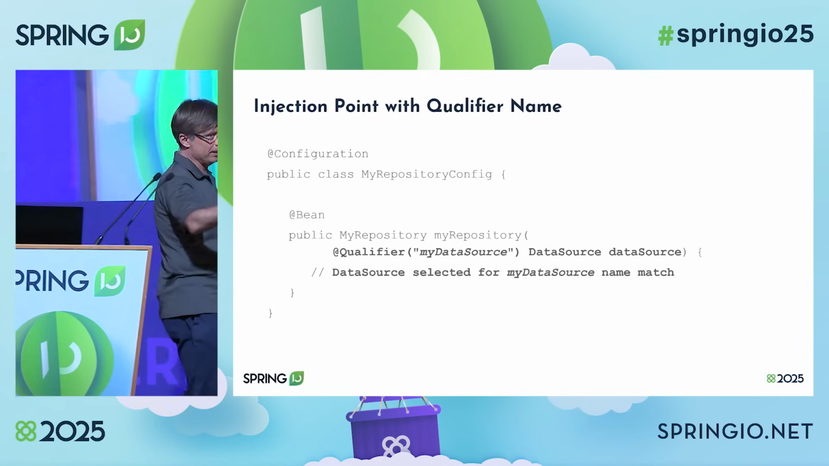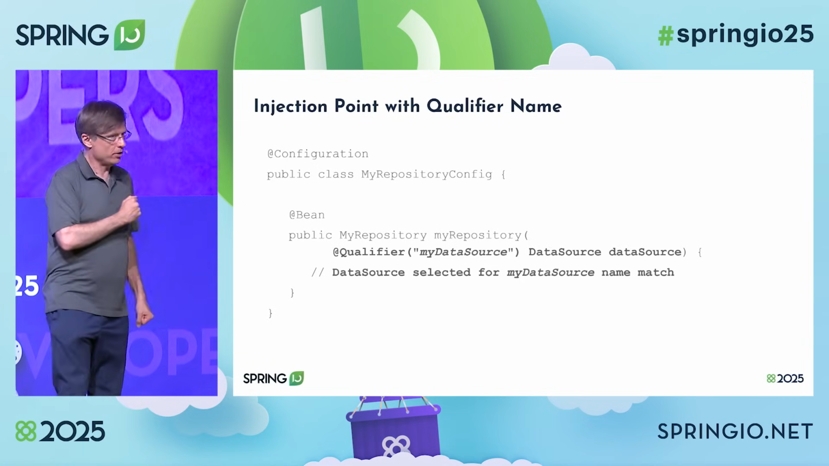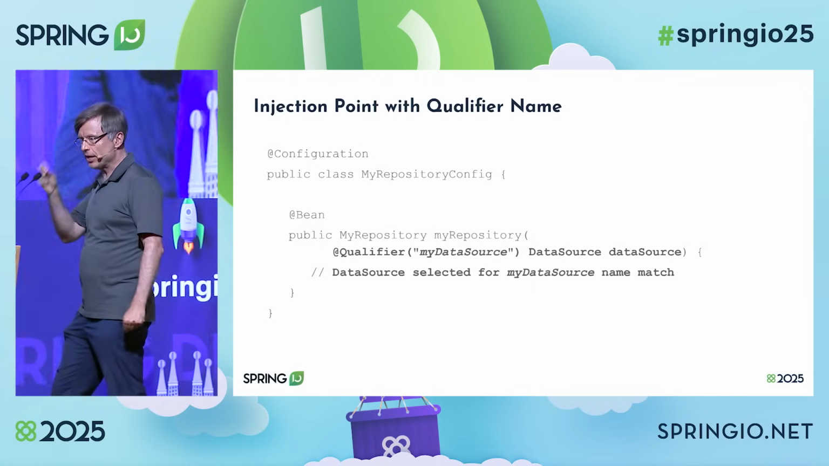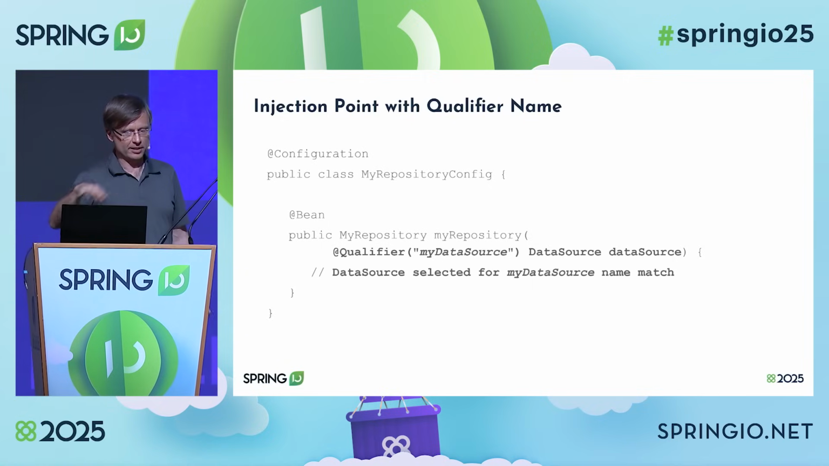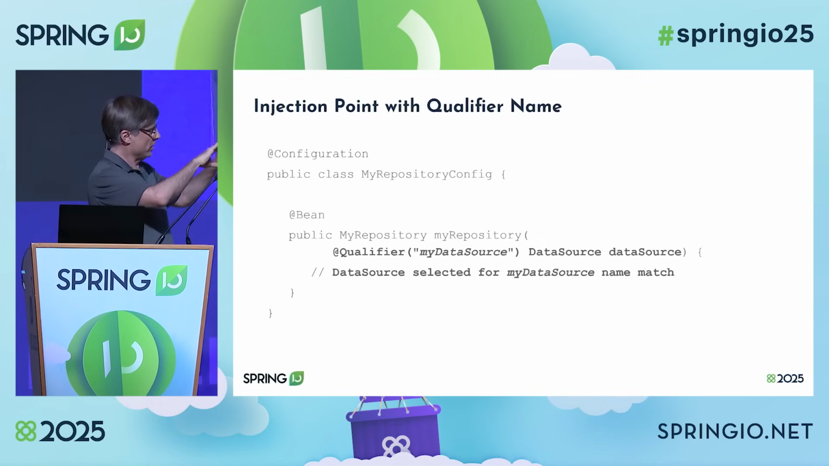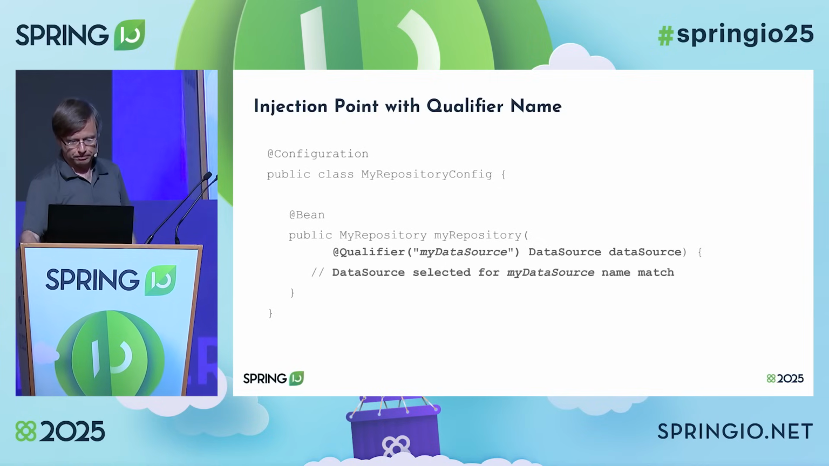A bean of type data source qualified by the string my data source. That's what you're asking for. That's what you get directly injected. It's a regular injection point, so everything else is the same. Fully initialized data source. When matching the qualifier, it's a fully initialized data source being passed in here.